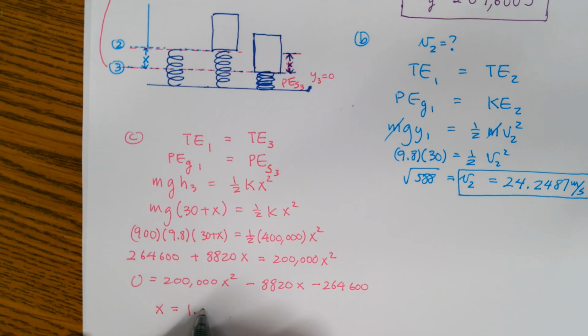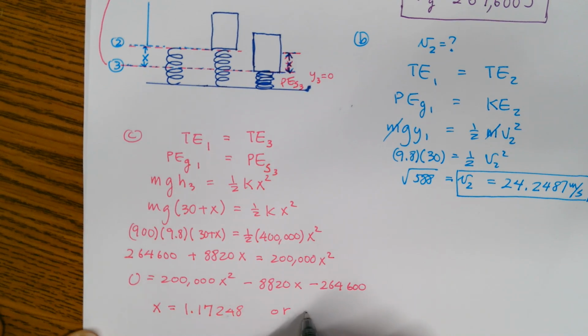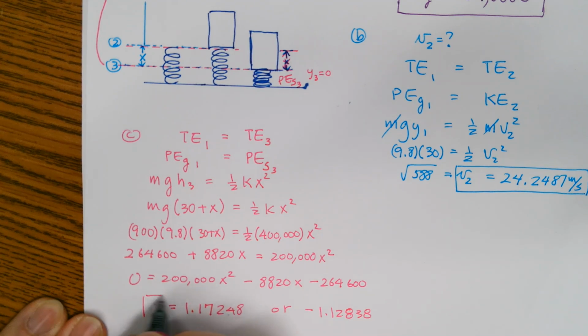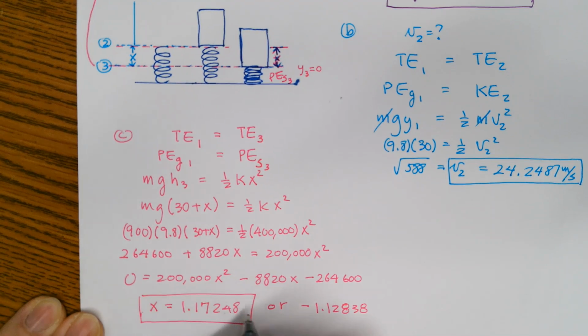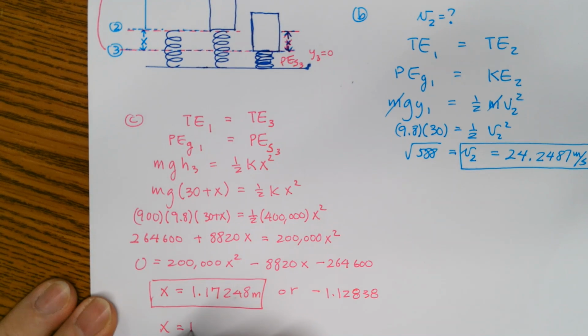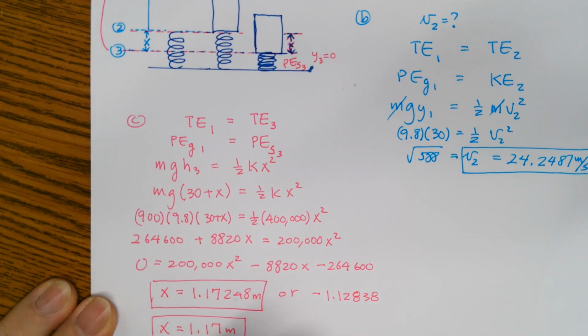And magically, you'll get two answers, where x is equal to 1.17, right? And the other is negative 1.12838. Obviously, you're going to pick the positive value for this, right? So x is equal to 1.17 meters. That's how much it will compress.